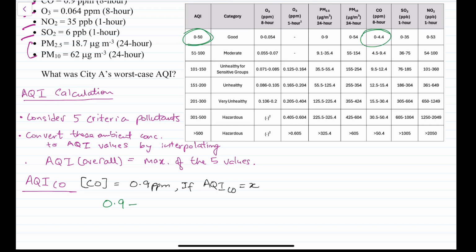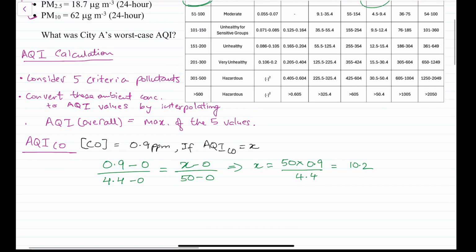I'm basically just interpolating: 0.9 minus 0, because 0.9 is given to us, divided by 4.4 minus 0 would be equal to x minus 0 divided by 50 minus 0. So we are just scaling these values to the concentration ranges given here. And if we solve this, we get x as equal to 50 times 0.9 divided by 4.4, which is equal to 10.2. Okay, so that's one.